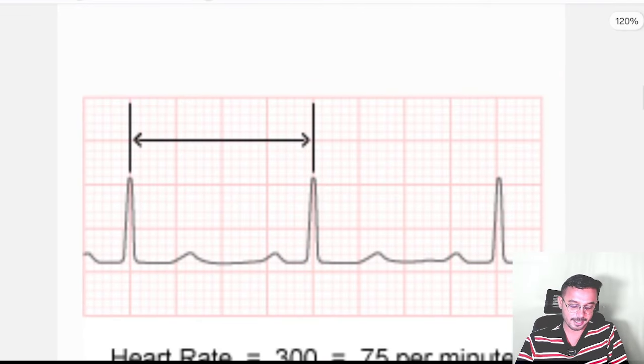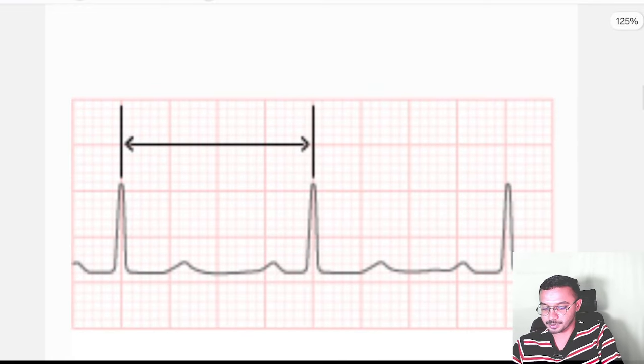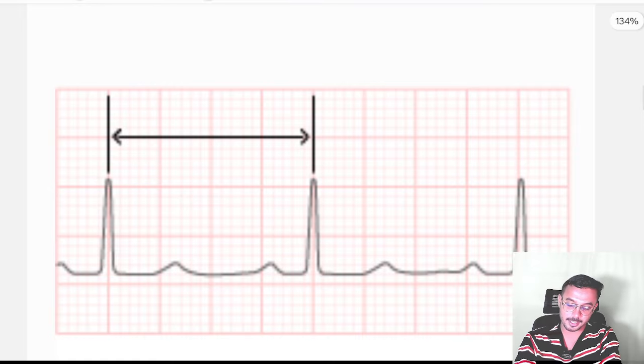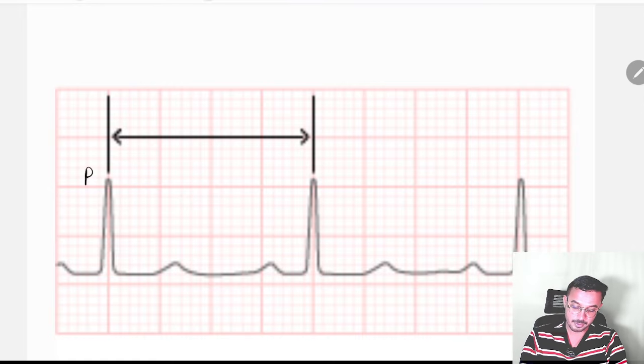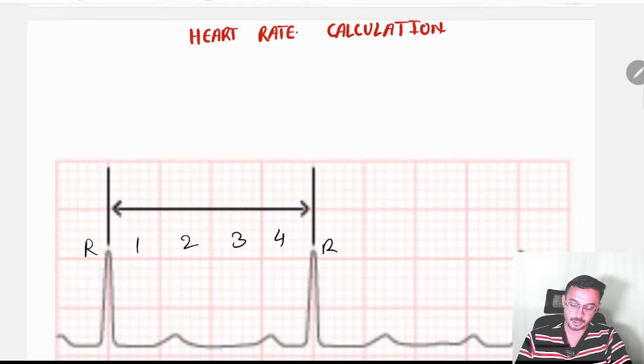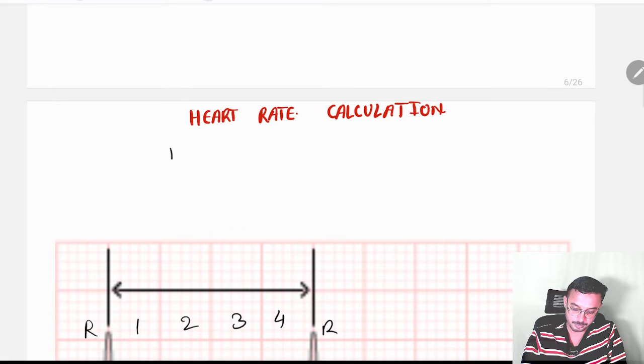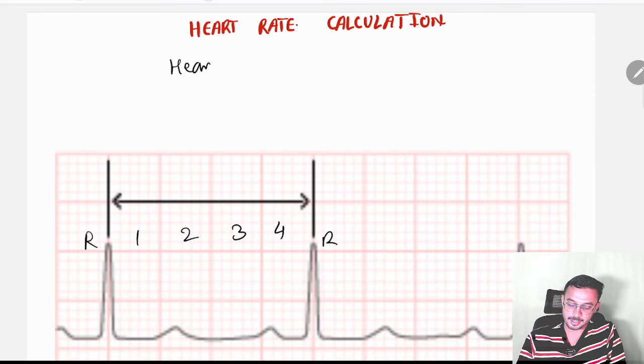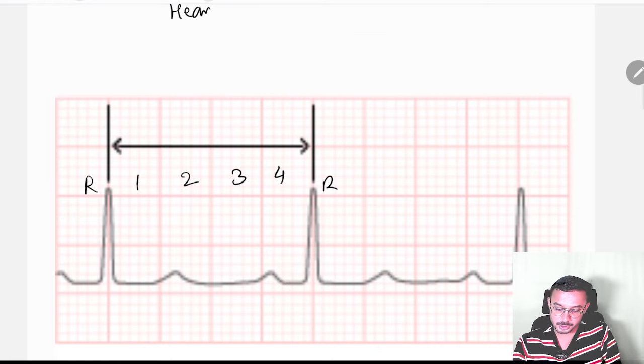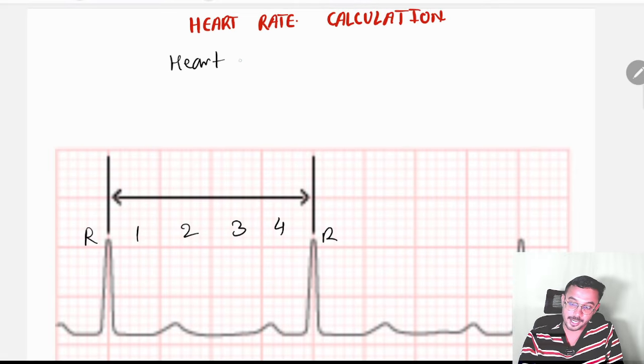So how do you calculate the heart rate in the ECG? It's very simple. This is an R wave and this is an R wave. Look at how many large squares are present: 1, 2, 3, 4, right? So how do you calculate heart rate? Look at the RR interval. How many large squares are present in the RR interval? 1, 2, 3, 4 large squares. Then divide by that much. Heart rate is equal to 300 divided by the number of large squares present in the RR interval.